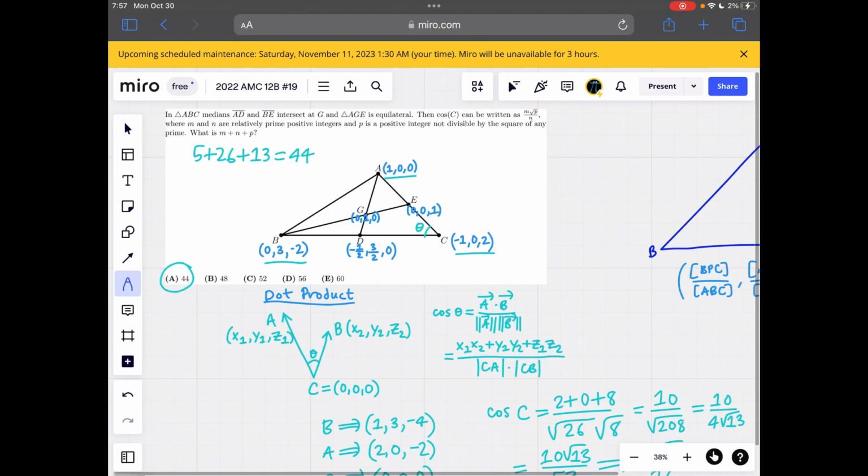We are done. So this was another problem that could be solved using barycentric coordinates. I don't recommend you do this on the real exam, obviously, but I just felt the solution was too good to not share. And that's why I uploaded this video.